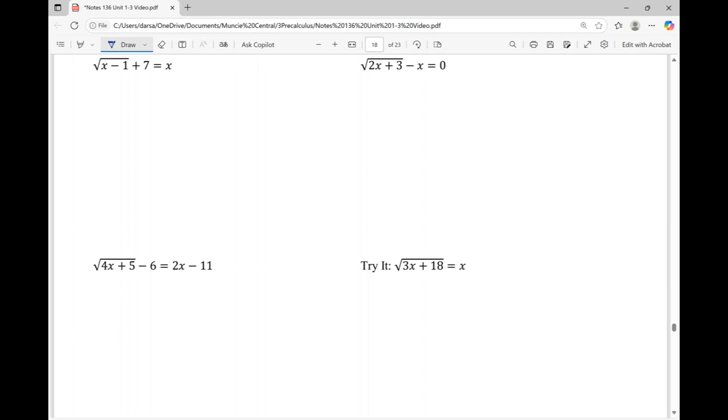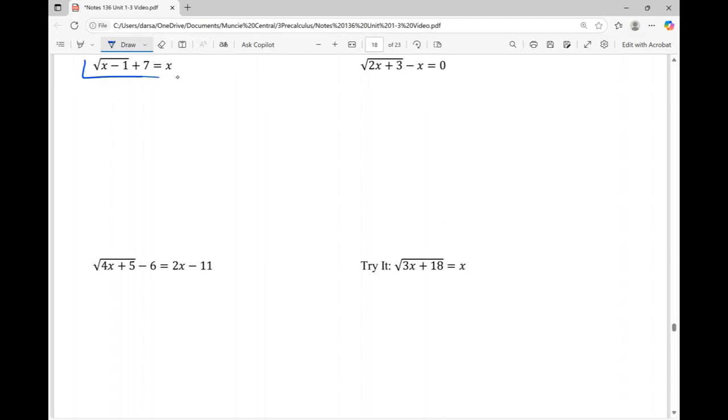Let's solve another radical equation. Remember, we have 4 steps. We want to start by isolating, or get the square root by itself. We want to square both sides, the whole side, not term by term. We want to solve the equation, and then we always want to check our answer.